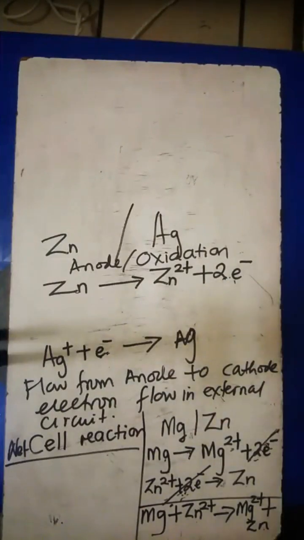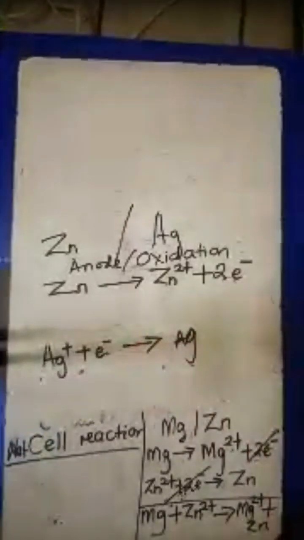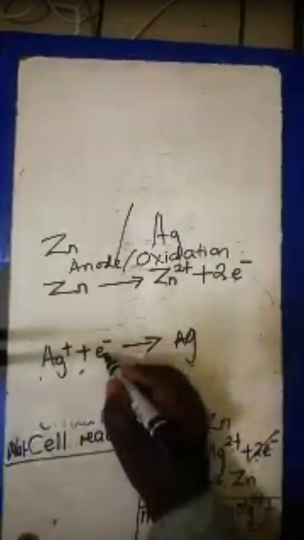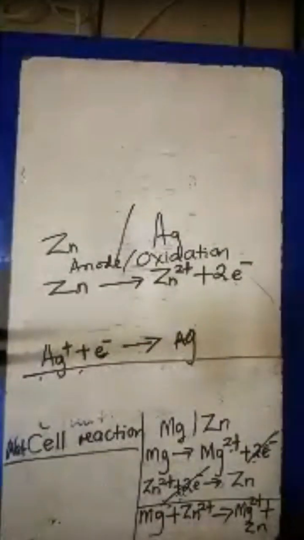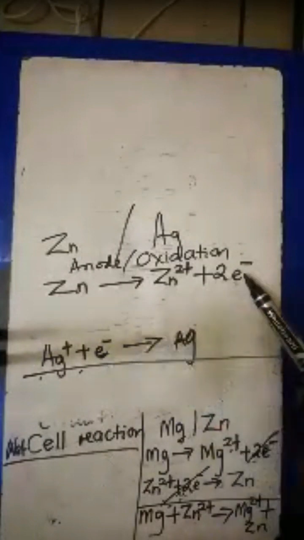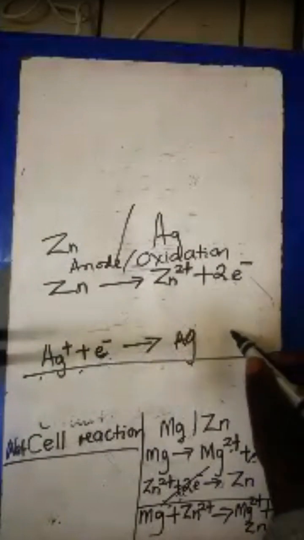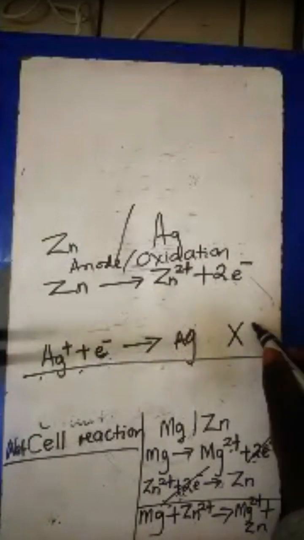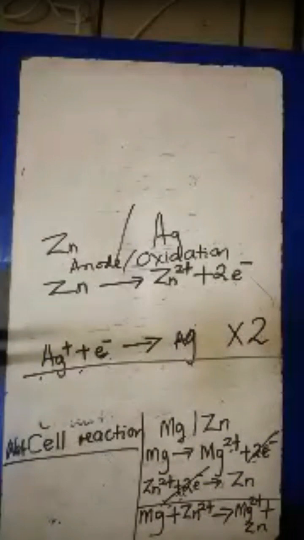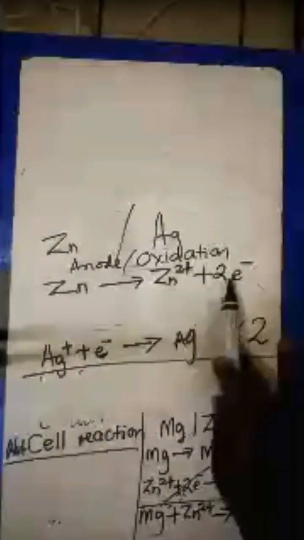You must balance the 2 equations now. You must have 2, 2. You look for the lowest common multiple, sorry, of 2 and 1. It must be 2. So equation number 2 here, silver, I'm going to multiply everything by 2 because I want to have 2 electrons here to be exactly the same, like this.